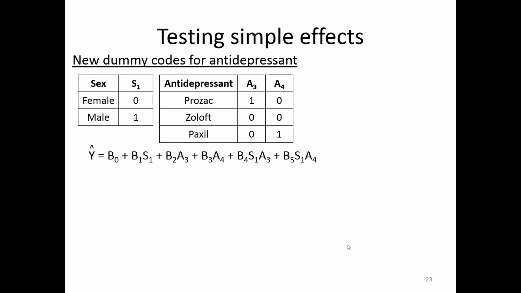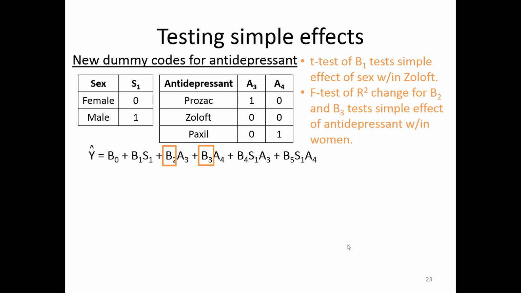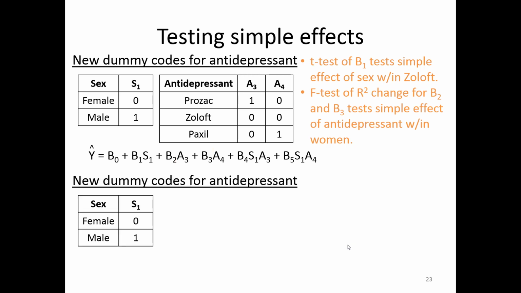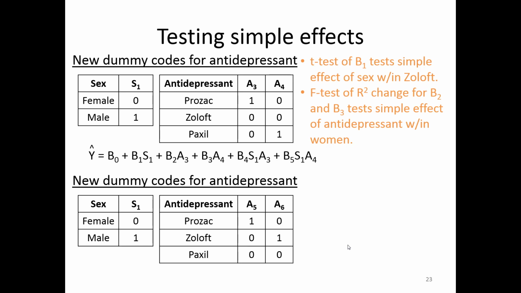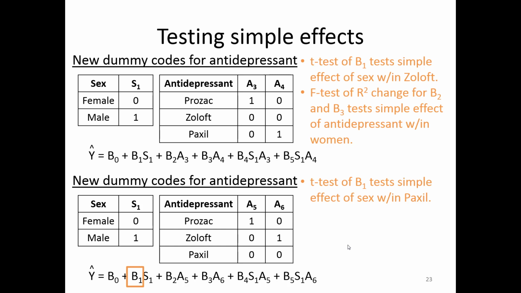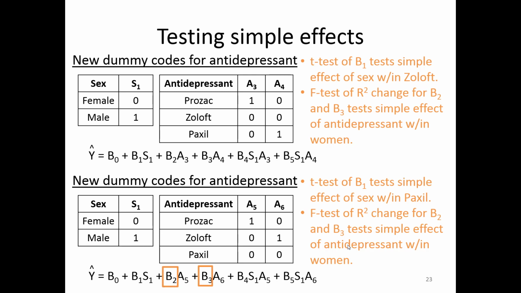Okay, so new dummy codes for antidepressant. Now let's make Zoloft the reference group. The t-test of B1 tests the simple effect of sex within Zoloft. We haven't done that yet. The F-test of R-squared change for B2 and B3 tests the simple effect of antidepressant within women. We could have new dummy codes for antidepressants, so now let's label Paxil as the reference group. The t-test of B1 tests the simple effect of sex within Paxil, and the F-test of R-squared change for B2 and B3 tests the simple effect of antidepressant within women.